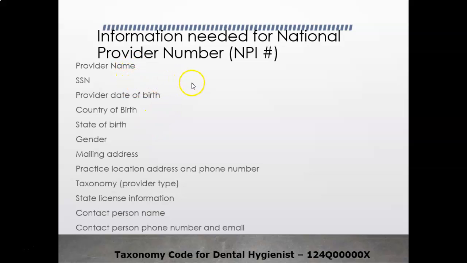So they need your name, social security number, date of birth, all the things you can imagine that the government might want in order to track you as a healthcare provider. And then this is the one thing that some people get confused about, the taxonomy, provider type. They might say, well, what in the world is that? I have no idea. Well, the taxonomy code for dental hygienists is right here, and you can find it when you look under the different providers, but it's just nice to not have to go searching for it. It's this down here at the bottom, 124Q00000X. And then you just put in some contact information and you get your NPI number.